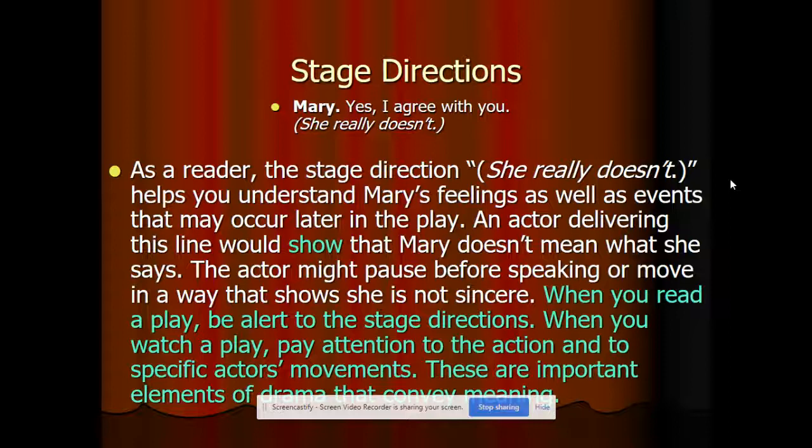And in this one, Mary says she agrees with you, but the stage directions say she really doesn't. So it helps you understand her feelings as well as events that may occur later. An actress or actor delivering this line would show that Mary doesn't mean what she says. They might pause before they speak, move in a way that's not sincere, maybe use a sarcastic tone. Always be alert to the stage directions. When you watch a play, pay attention to the action and the actor's movements. These are all important elements of drama that help convey meaning.